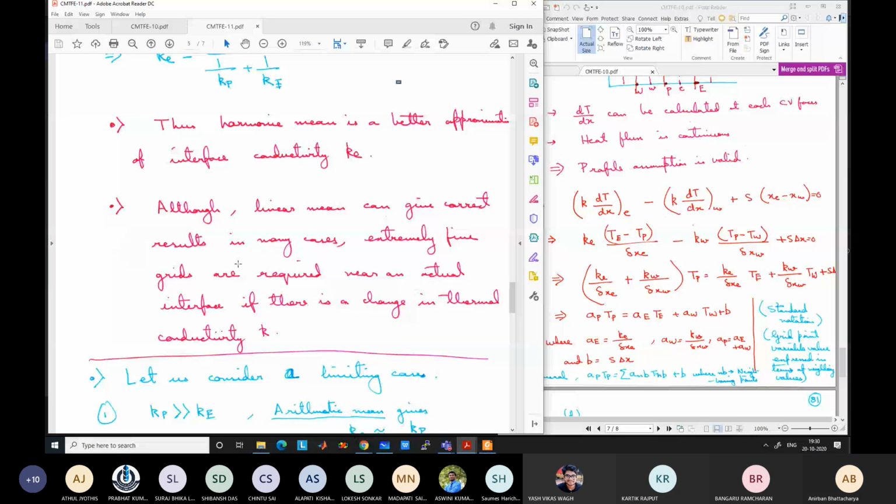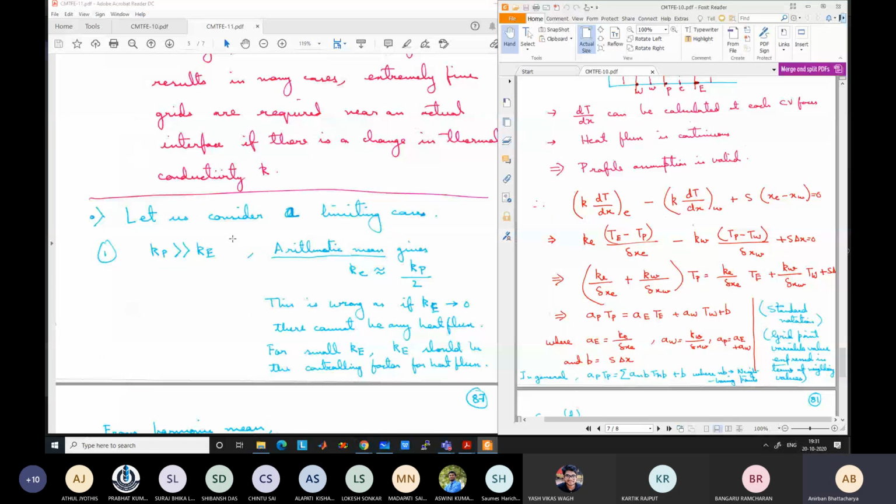And if there is a sudden jump, linear interpolation may not even give a correct result. In most cases you will still get a correct result with linear interpolation, but in those rare cases you will get stuck and you will not know why the error is happening. So it is better to always formulate based on the harmonic mean, and it has happened with us. In real life we have done simulations where we got an incorrect solution. Later I found that the student had used linear averaging for the grid point interface.